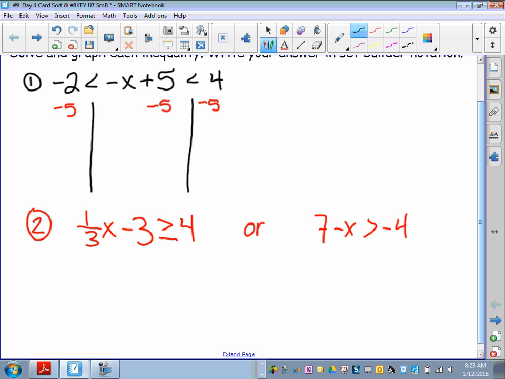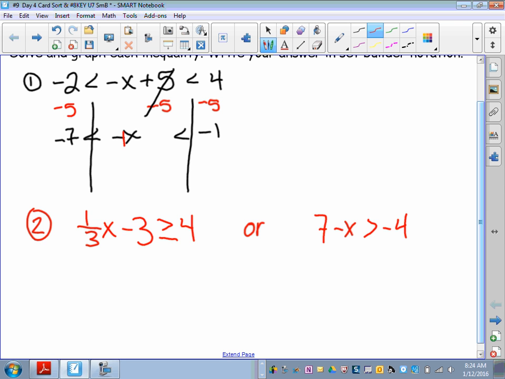Alright, so when we subtract 5, we get negative 2 minus 5 is negative 7, still less than negative x. Positive 5 and negative 5 cancel out, less than, and 4 minus 5 is negative 1. Alright, but is x all alone? No, what do we have to get rid of? The negative 1. And you guys did much better at getting rid of your negative 1s than you have in times past. So how do we get rid of this negative 1?